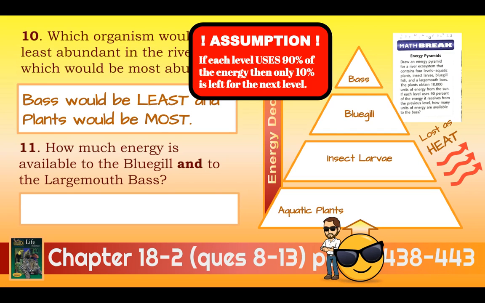Now, each level loses energy as heat. We've talked about that many, many times. And the 90% lost and the 10% kept for the next level is actually pretty close to what happens in a lot of living systems. So 10,000 units of energy, we lose 90% because we use it to build cells and as heat. And so only 1,000 units are left, 10% of the previous total. If we keep going 10% up, we have 100 energy units and 10 energy units at the top.